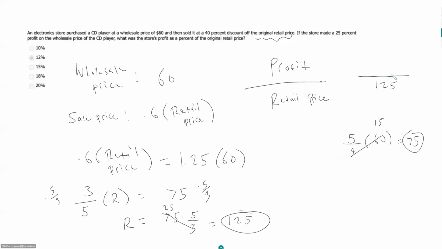We need our profit. And so our profit should be what? They paid $60. It should just be 25% of the wholesale price. So 1/4 times 60 is 15. So profit is $15. So 15 as a percent of 125 is what?